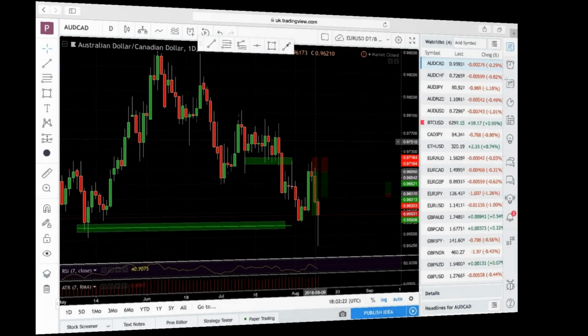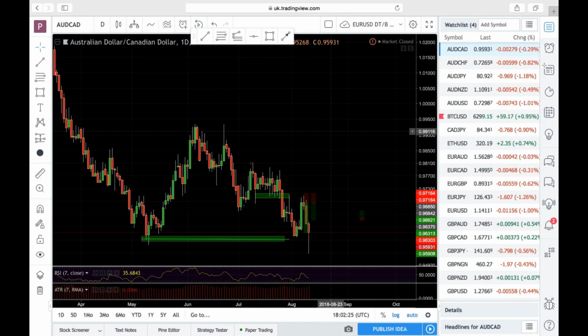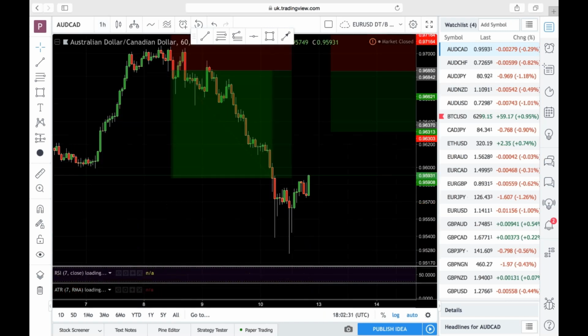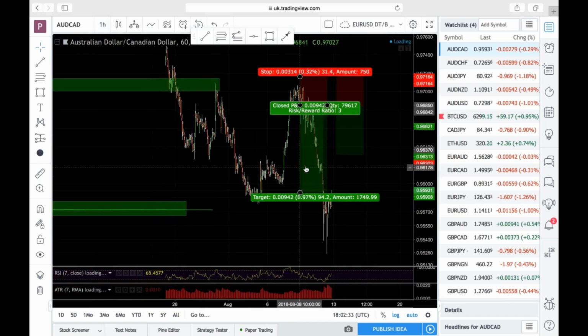I'm not going to waste a lot of your time. I'm just going to jump into it. So the first trade that we took, or the first trade on here, was on the Aussie CAD. So this was a trade for 94 pips.